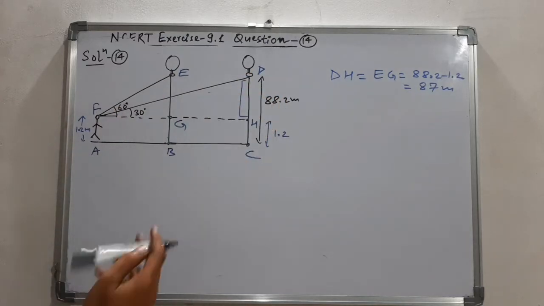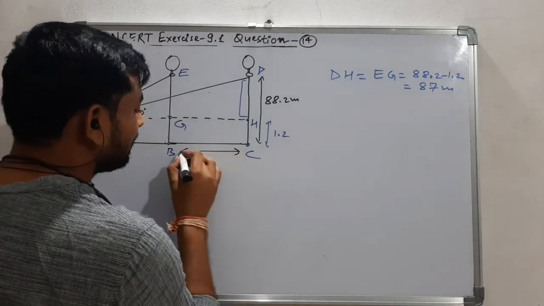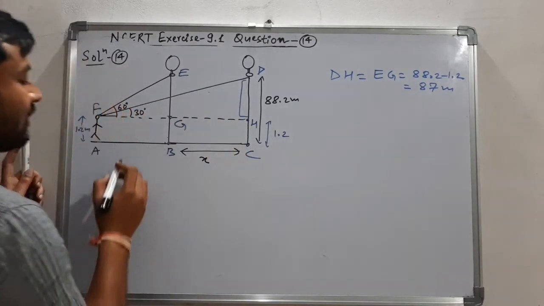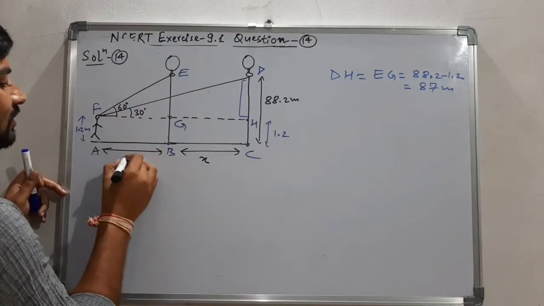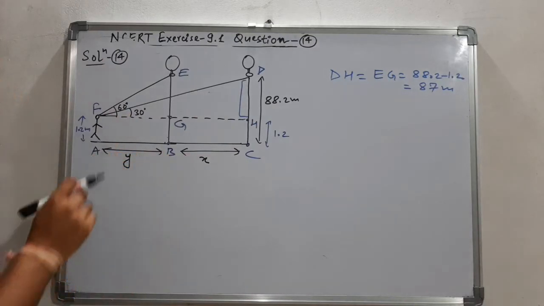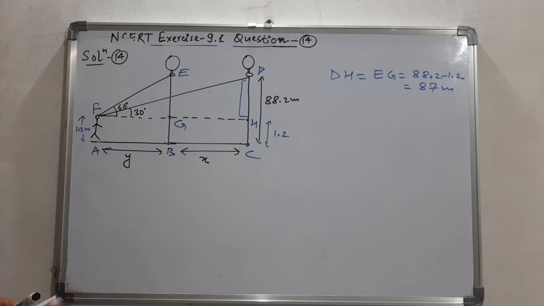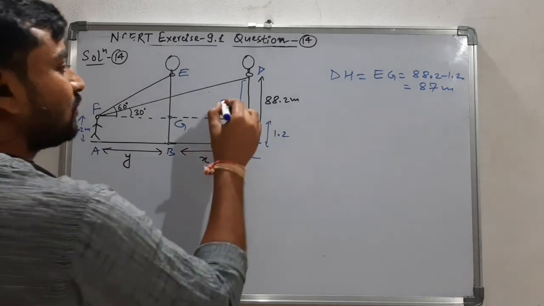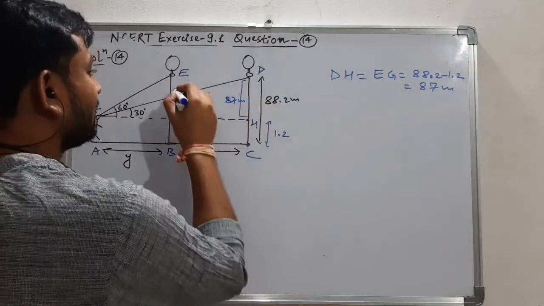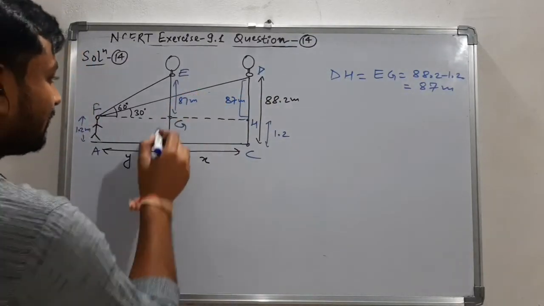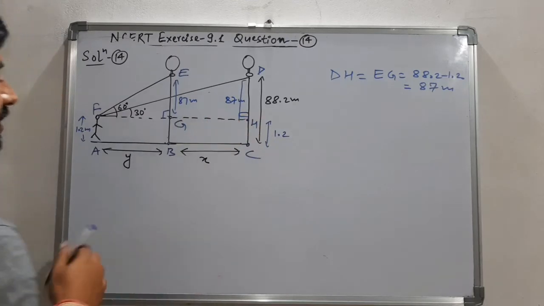Now we have to calculate this distance. Let us call this X. So GH will be equal to BC, and let me call the distance AB as Y, which will be the same as FG. Now let us consider two different triangles. Here this distance is 87 meters, and this will be the same 87 meters. I am using this triangle here, and this angle will be 90 degrees.